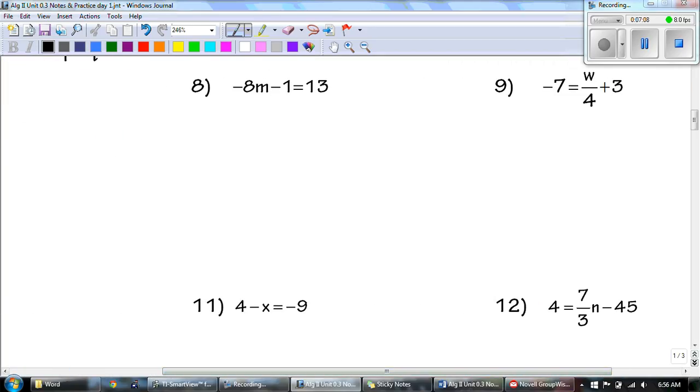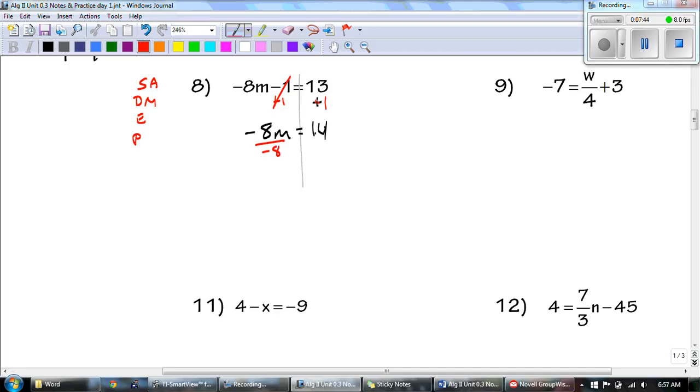All right, number 8. This is where we definitely have to follow SADMAP, okay? We want to check for addition and subtraction first. So the first thing I'm going to get rid of is this 1, okay? We're going to add 1 to the other side, and we get negative 8m equals 13 minus 1. No, that's supposed to be a plus, Mr. Grice. 13 plus 1, which is 14, okay?